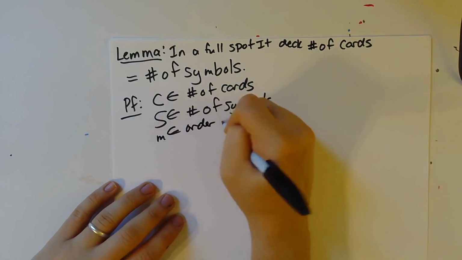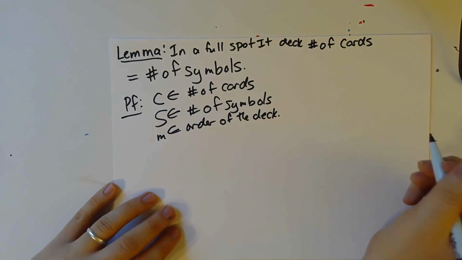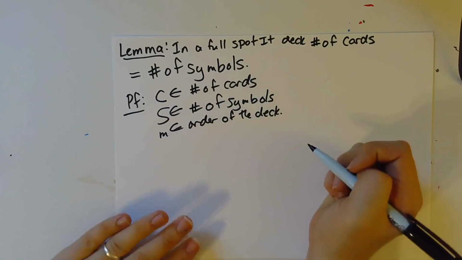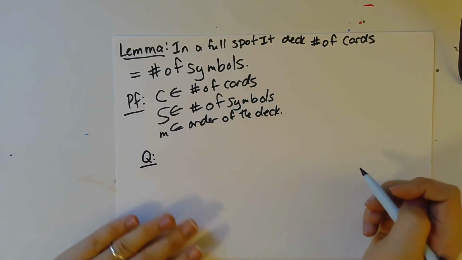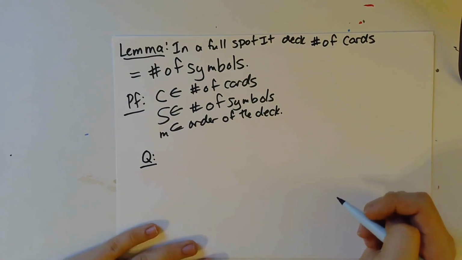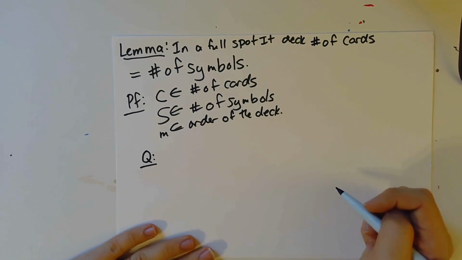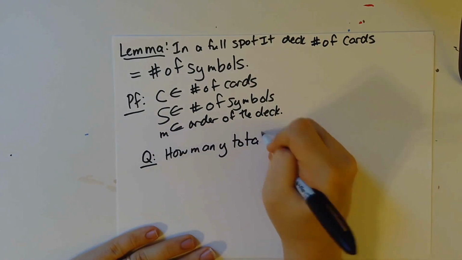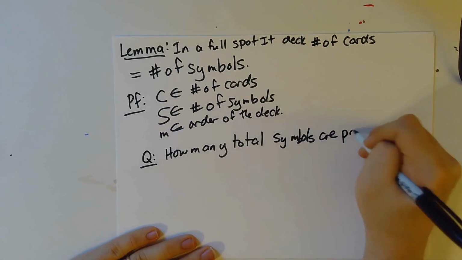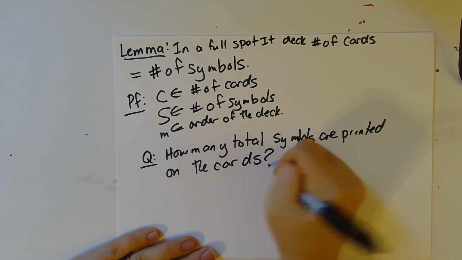And I'm going to let M be the order of the deck. So I'm going to use my usual combinatorial proof method: I'm going to write down a question, and I'm going to answer it in 2 different ways, and hence those 2 different ways are going to be equal. So my question is, how many total symbols are printed on the cards?